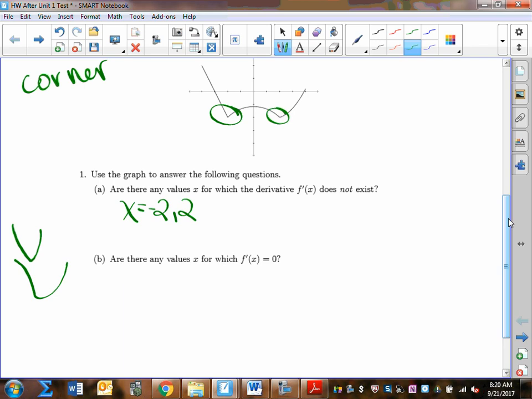All right. So B, are there any values x for which our derivative is 0? Again, derivative, we're talking about slope. So is there any point along my graph where when I draw the slope at that point it is 0? What do you guys think?